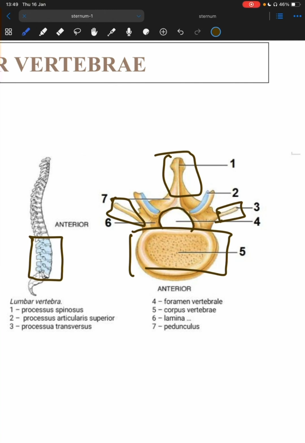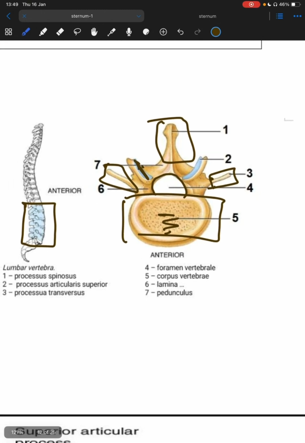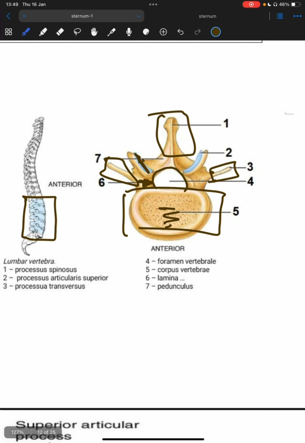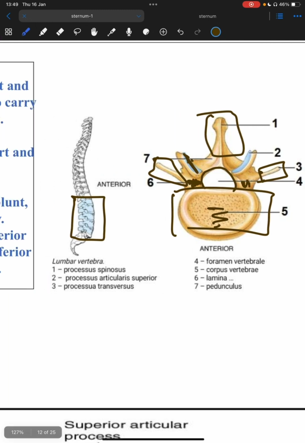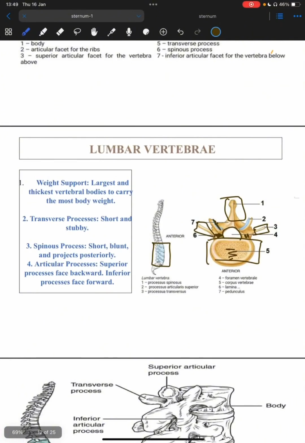This is the foramen of the vertebra. These are the corpus of the vertebra, and second, this one is the articular process. Sixth one, this one is the lamina. If I talk about the basic characteristics of the lumbar vertebra, they have the largest and thickest vertebral body to carry most of the body weight. The transverse processes are short. The spinous process is also short and blunt and projected posteriorly. All spinous processes project posteriorly.